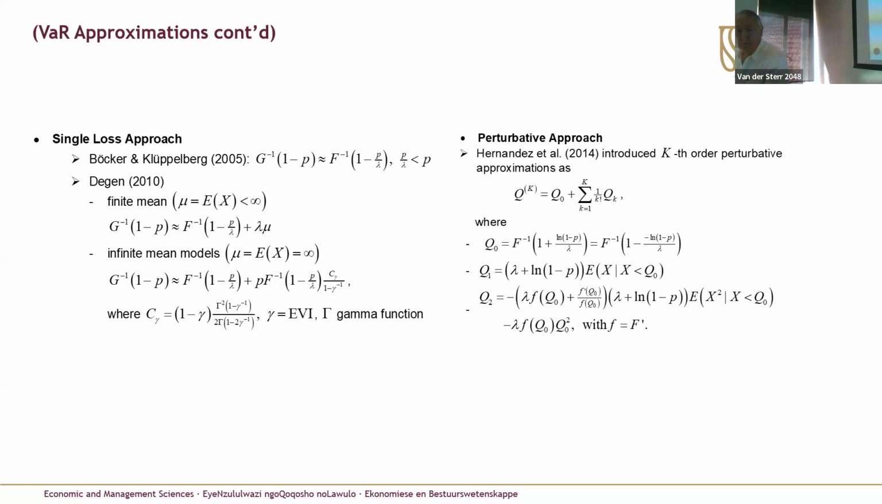And Q1 and Q2 are dependent on a number of things, amongst others, and I'll say more about that a bit later, on the density corresponding to F, severity distribution, and the density's derivative. So it's quite a bit of work. But if you look at this, it says we're working with truncated moments. Both the first moment and the second moment are truncated at Q naught. So then the question is of an X with an infinite mean or infinite second moment does not come into play. We always truncate, so it's fine.